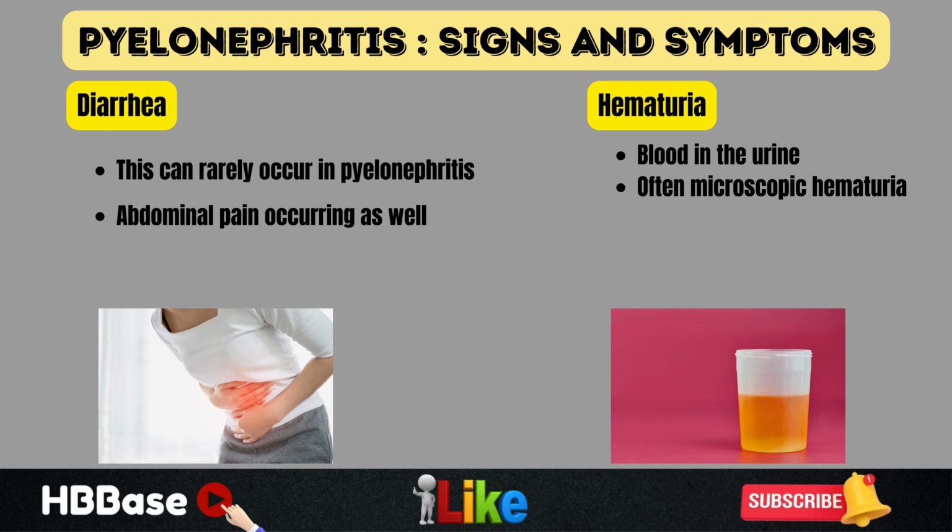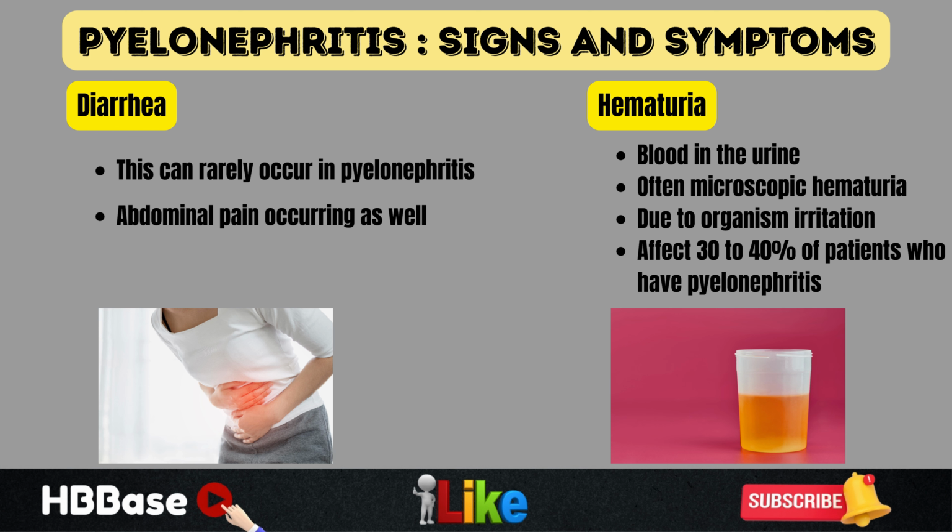But most of the time, you're not going to see it. It'll be found on a urine test. And this is again going to be due to organism irritation. So you're going to get some bleeding from that infective organism irritating the kidneys and some of the other parts of the urological system. And then hematuria can be so common, in fact, in pyelonephritis patients that it is estimated to affect 30 to 40% of patients who have pyelonephritis. And hematuria itself is going to be more likely to occur in females.